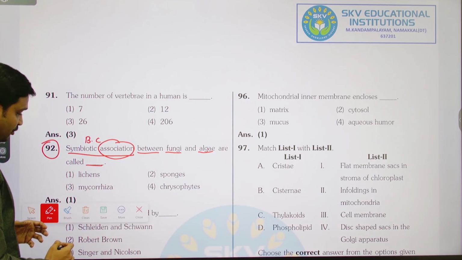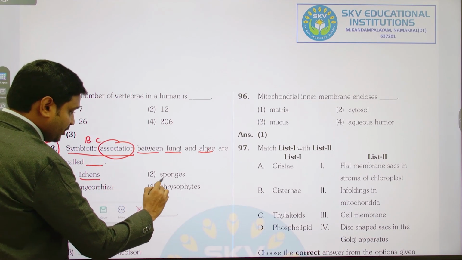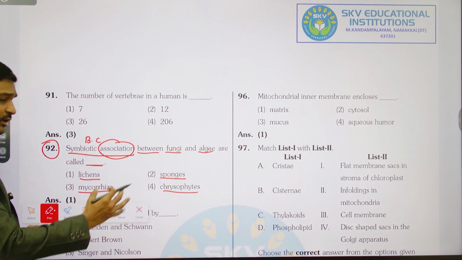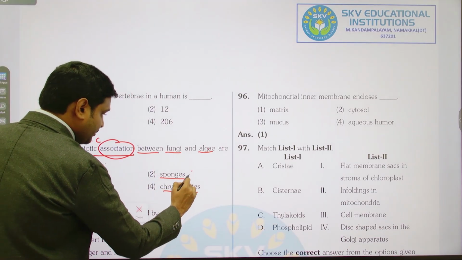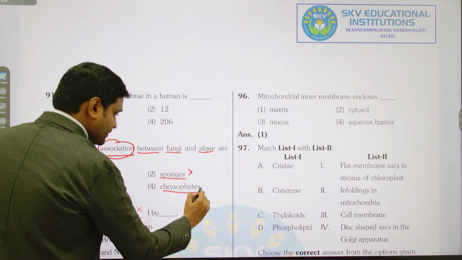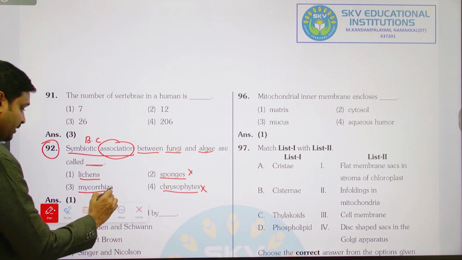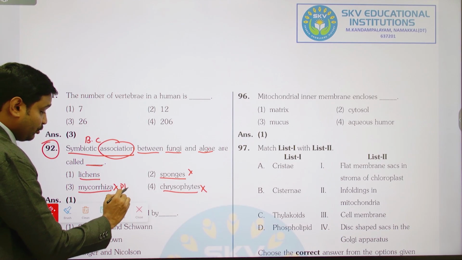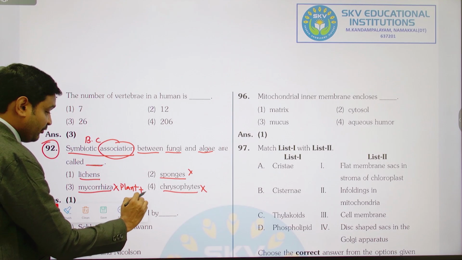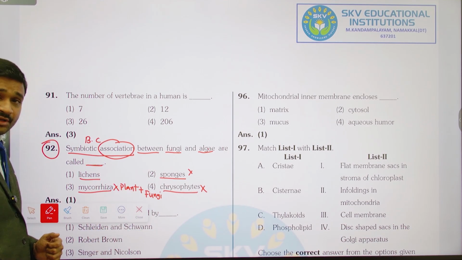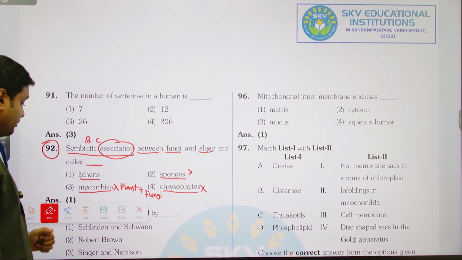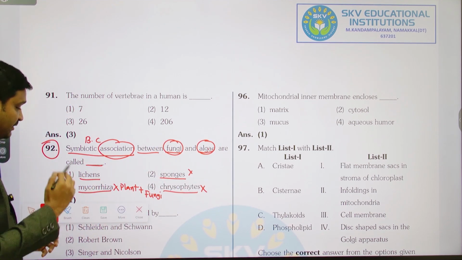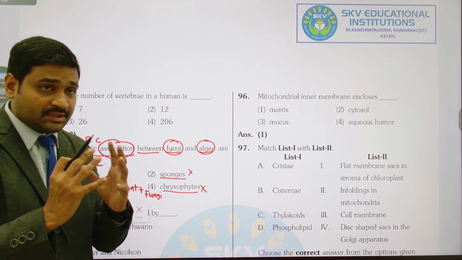If you see the options closely, there is lichens, sponges, mycorrhiza, and chrysophytes. Sponges belong to the animal kingdom, so this is not an option. Chrysophytes belong to Protista, so this is also not correct. Mycorrhiza is a simple confusion: it is the association between plant root and fungi. But here it is asking about the association between fungi and algae. So absolutely we can go for the correct option, lichens.